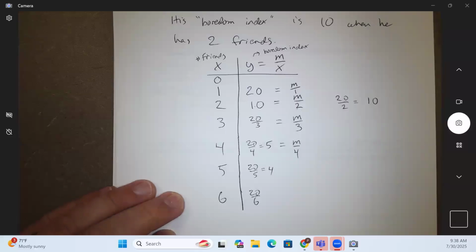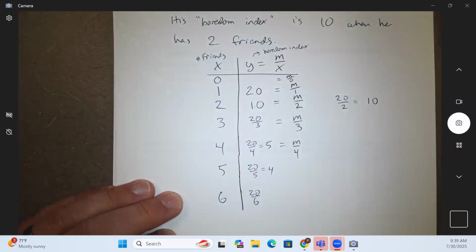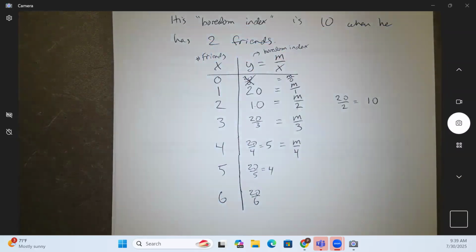What if Joey had 0 friends? What's the mathematical thing we're going to try to do? Not going to be bored. M over 0. Can you divide by 0? No, 20 over 0, can't do that. So in an inverse variation, you can never put x equals 0 into there because your system breaks down. And that's okay. There are lots and lots of physical systems that break down when the input equals 0.